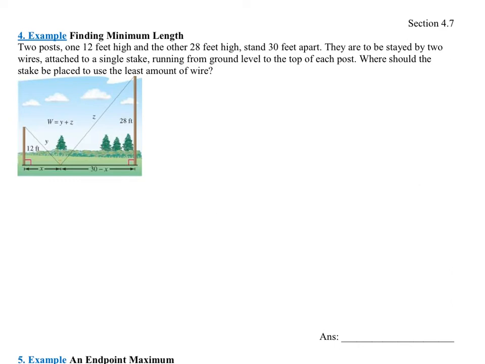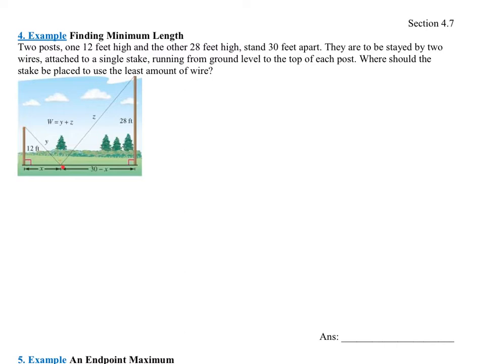Example 4 says two posts, one 12 foot high and the other 28 feet high, stand 30 feet apart. They are to be stayed by two wires attached at a single stake running from the ground level to the top of each post. So here's going to be the stake. You're going to run a wire to each one of those. It says, where should the stake be placed to use the least amount of wire?